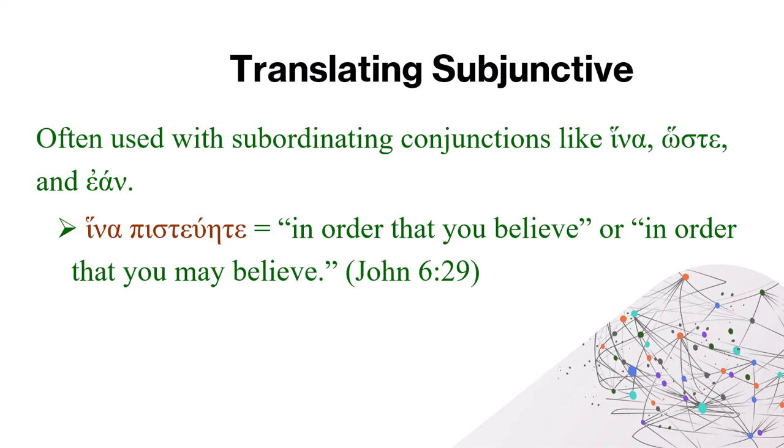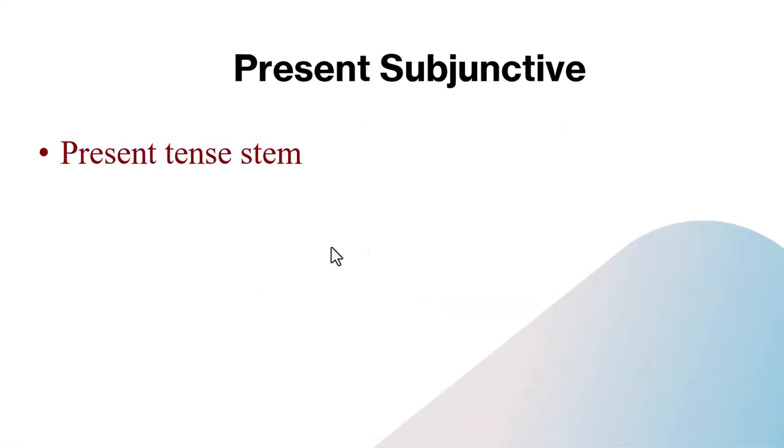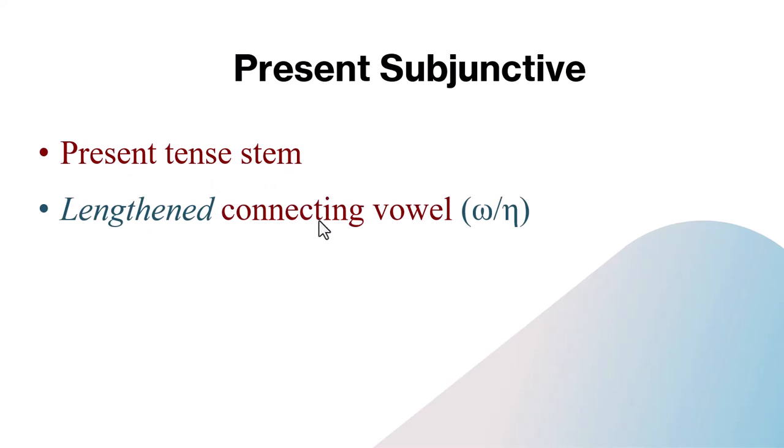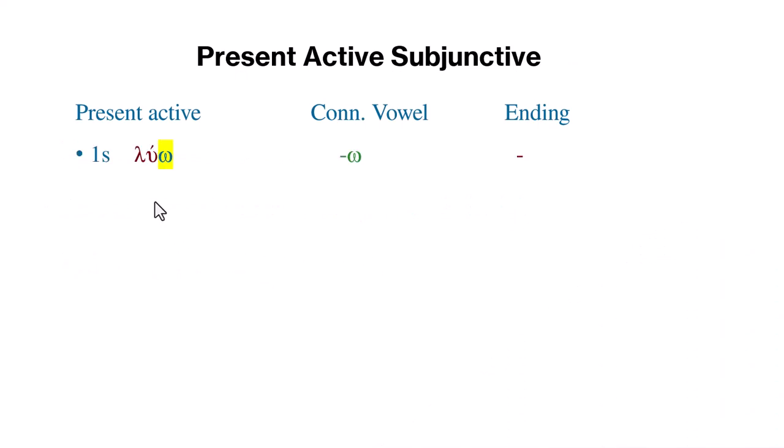Forming the present subjunctive, we use the present tense stem. We use a lengthened connecting vowel. So instead of omicron and epsilon, which we see in the indicative, we have omega and eta. And then we use primary endings. So let's look at some examples here. For luo, notice that this is the same as the present active indicative, because in the present active indicative, the omicron lengthens. So this is just an overlap, but it's not a big deal.